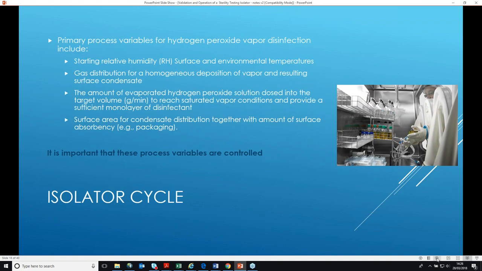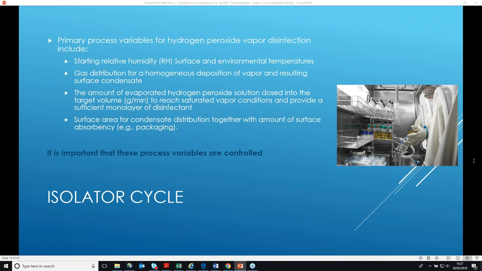So for the isolator cycle, the primary process variables that need to be controlled, for both validation and for routine use, are the starting relative humidity, the surface and environmental temperatures, the gas distribution, so you're ensuring there's a homogeneous deposition of vapor and resulting surface condensate, the amount of evaporated hydrogen peroxide solution must be dosed into a target volume, which is expressed in terms of grams per minute, and that's designed to reach saturated vapor conditions and to provide a sufficient monolayer of the disinfectant.